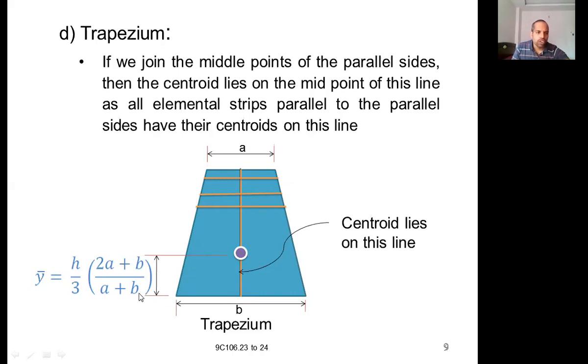If you derive the formula by the analytical method, you will find y bar is equal to h by 3 times (2a plus b) by (a plus b). This is a very useful formula in the case of dams and retaining walls. Otherwise we can calculate it at any point by applying first principles, but applying first principles every time is time-consuming, a waste of time. So instead, you can remember this formula to get the centroid of this area.